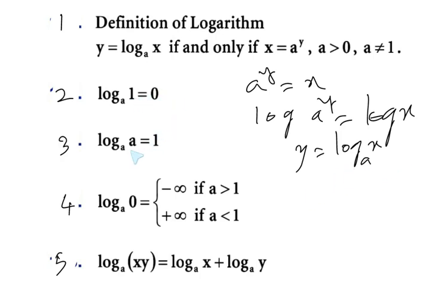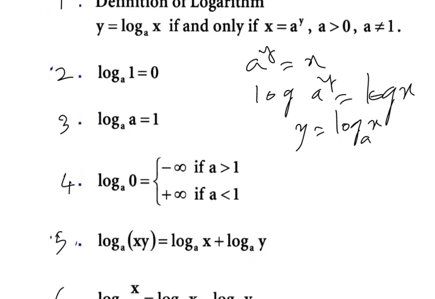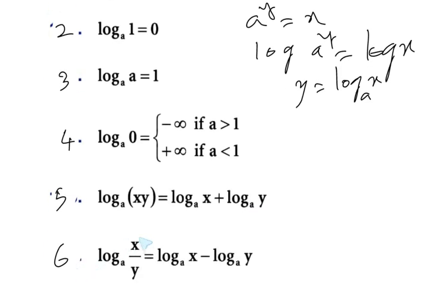Log 1 equal to 0. Log a base a equal to 1. Log 0 is not defined. Log xy base a equal to log x plus log y. If two numbers are multiplied, we can write plus, log x plus individually log y. And then log x by y is equal to log x minus log y. Here multiplication is plus and division is minus.